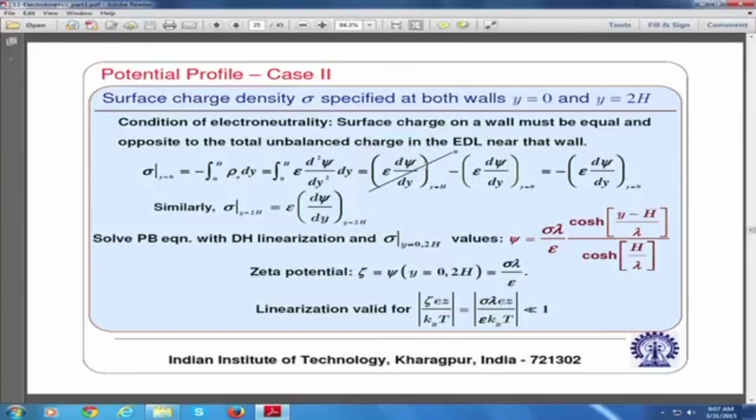What is epsilon d psi dy at y equal to h? That is 0. Why? Because it is a center line. It is a center line of the channel, because both walls have symmetric boundary condition. So at the center line you have d psi dy equal to 0. So you have sigma at y equal to 0, that is the bottom plate, is equal to minus epsilon d psi dy at y equal to 0.